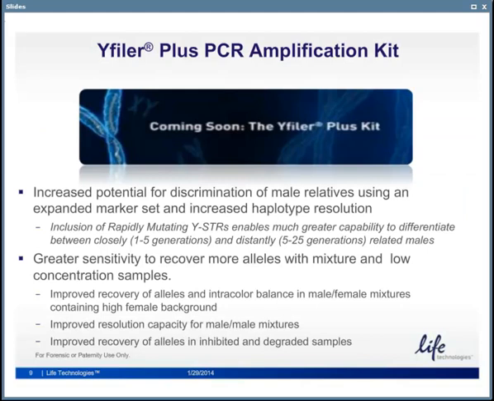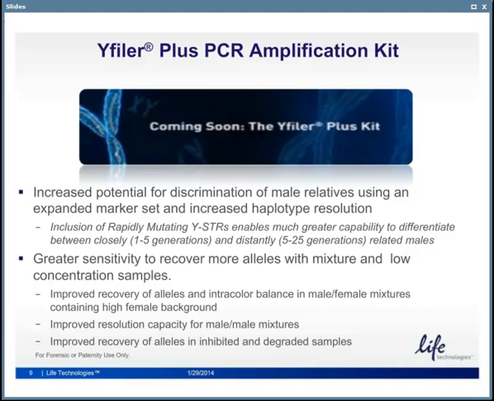Our other new kit that I'll be discussing in this presentation is the Yfiler Plus PCR Amplification Kit. This is our next generation Y-STR kit. It has increased potential for discrimination of male relatives by using an expanded marker set, and we have increased haplotype resolution. It's highly successful in differentiating between closely and distantly related males. This kit has greater sensitivity to recover more alleles with mixture and low concentration samples.